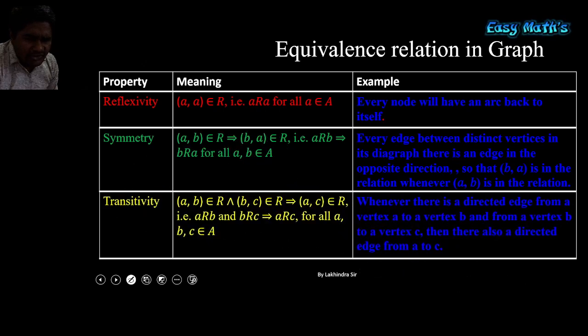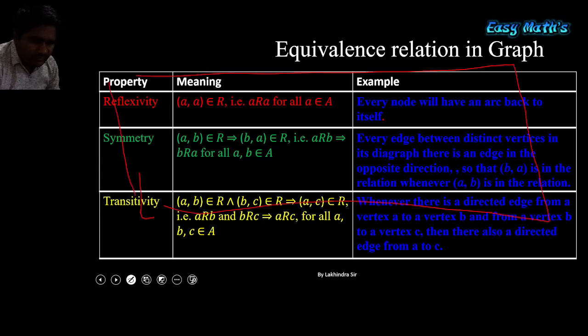And at last we have the transitive relation. In a transitive relation, if A and B are in relation, and B and C are in relation, then A and C must be in relation. So whenever there is a directed edge from A to B and B to C, there must be a direction from A to C. Then that is a graph of transitivity. This is a summary of all we have done in the previous 3 slides.